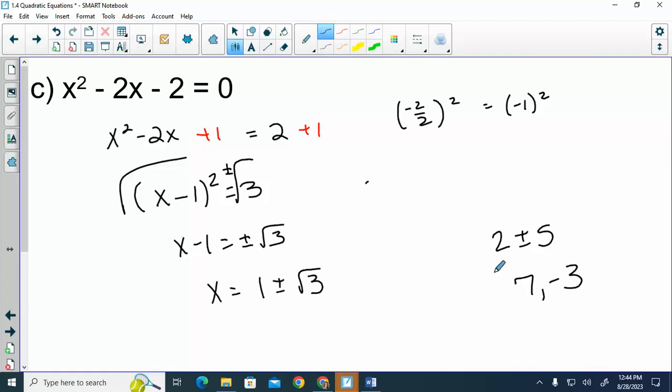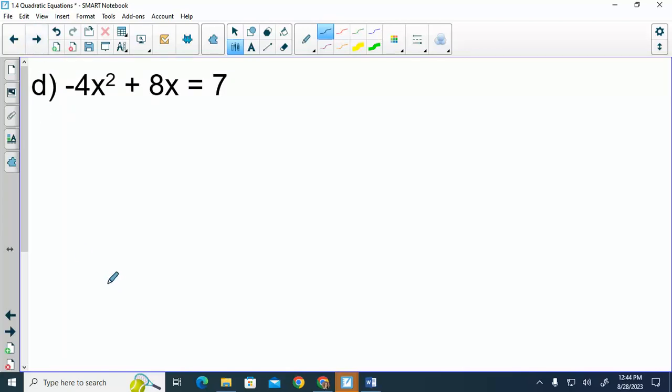What about one where we have a coefficient? Do we need to try one more like that? Let's say this one. So first step, we need the a term to be 1. So we have to divide everything by -4. So we get x squared minus 2x equals -7/4. Second step is to move the constant over to the other side, but it's already by itself, so I really don't need to do anything there.